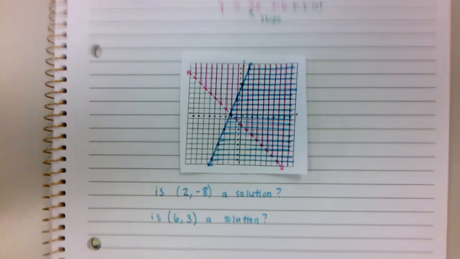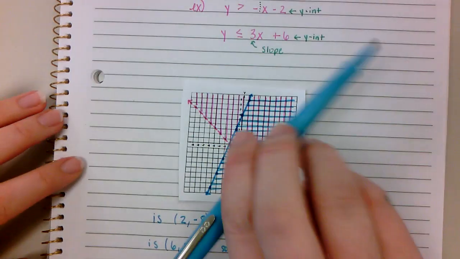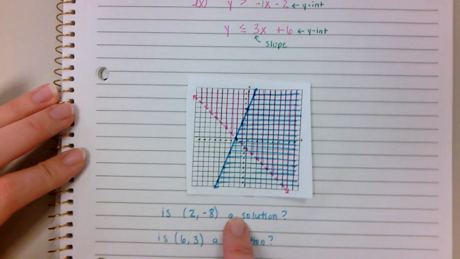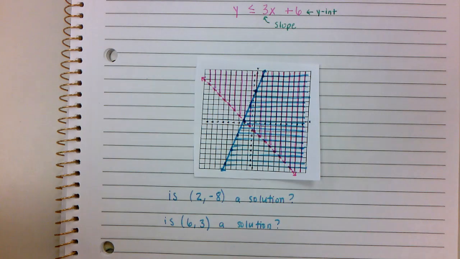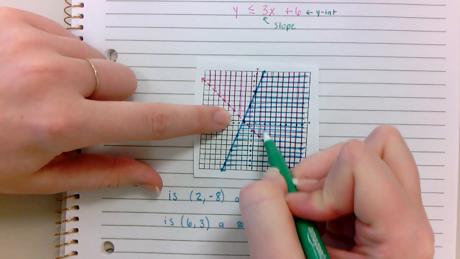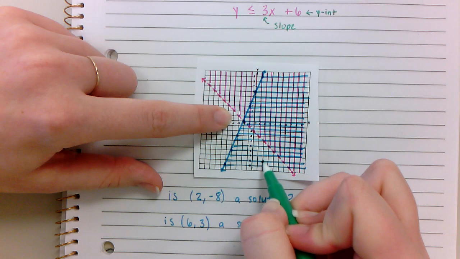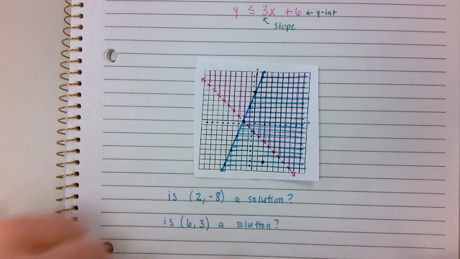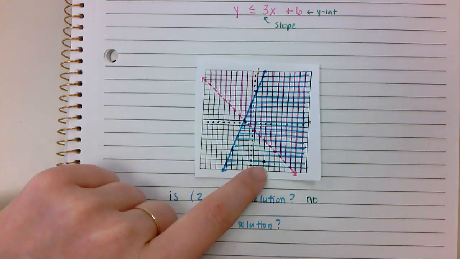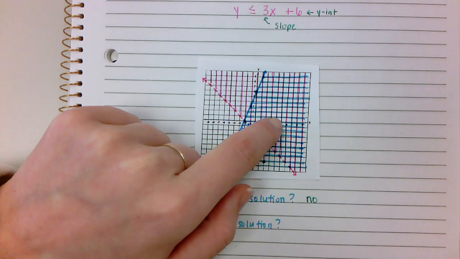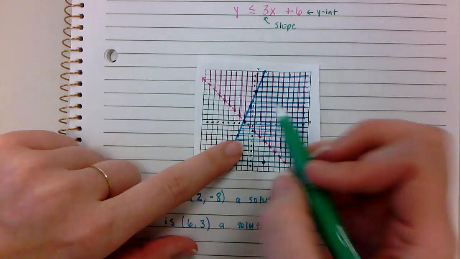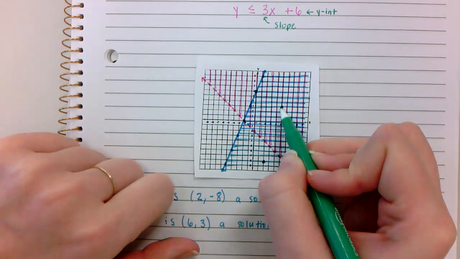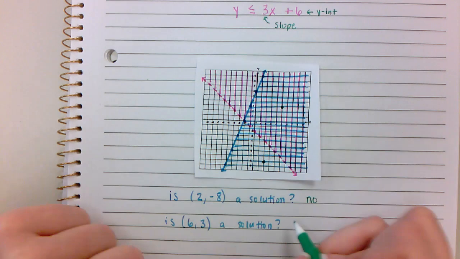Okay, so now that we've shaded both areas, everything that's less than that and everything that's greater than that, is 2, -8 a solution? Well, go to 2, -8. Over 2, down 8. Is that a solution? Is it in the double shaded areas? No, it's not. It's in the blue area, but it's not in the blue and pink area. Is 6, 3 a solution? Well, let's find 6, 3. Yes, this is in the pink and the blue area.